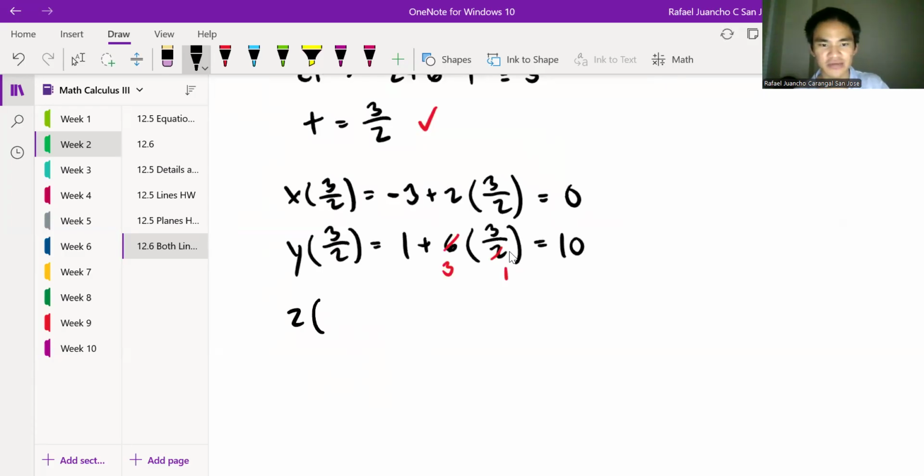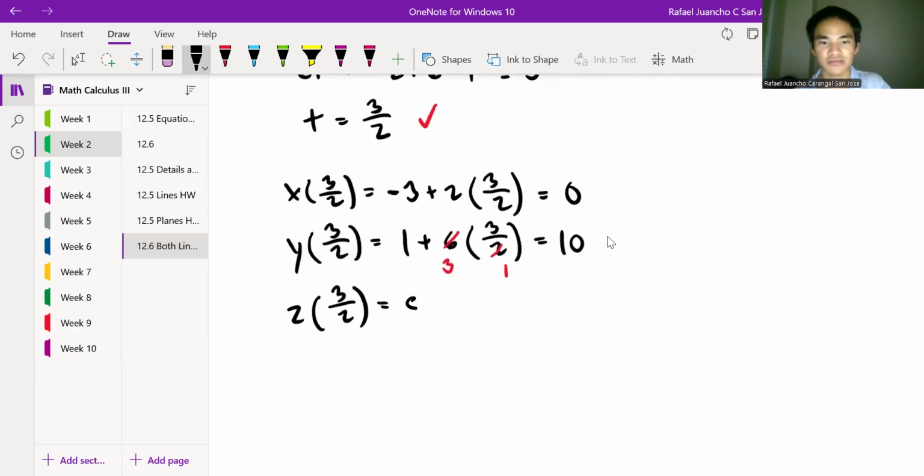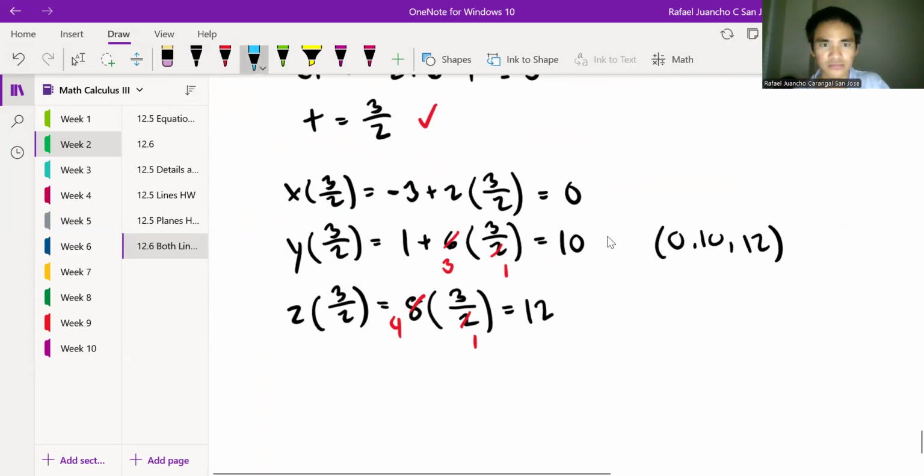And then we get z. This is just 8 times 3 over 2, 8t. 8 and 2, cancel, 4 times 3 is 12. Cool. 12. So that's our point. Done.